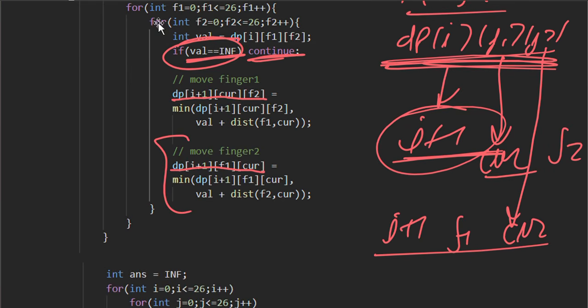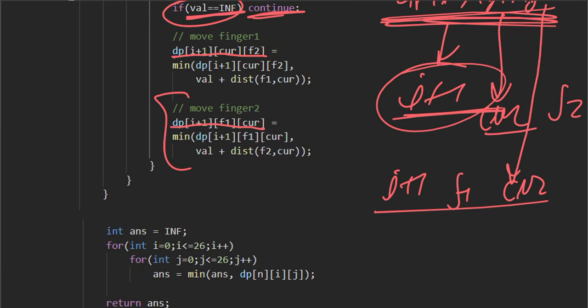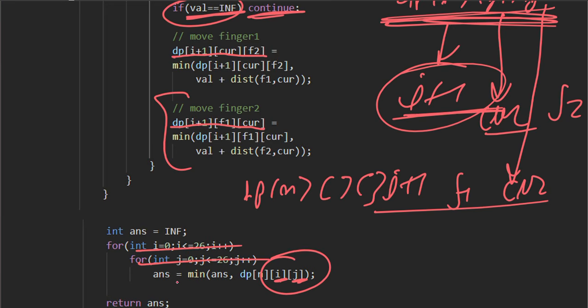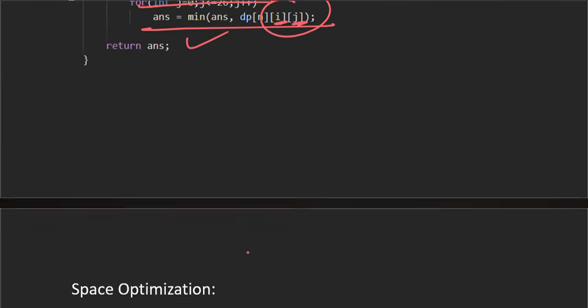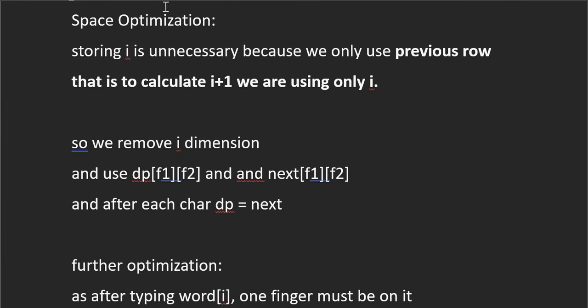Once we have calculated all the dp states, then we have to find the answer. To find the answer we will be checking the dp of n states, all the dp of n states, right? So we have used two loops over f1 and f2 positions, and we take the minimum of those distances, right? And at the end we will be returning our answer. So this is the case when we have used 3D dp.